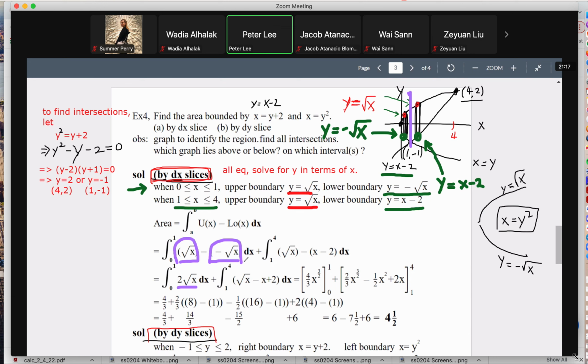Now from when x is between 1 and 4, again, the slicing direction is dx. Very important. dx. Slicing direction. Very important.